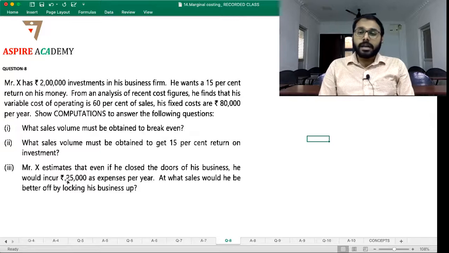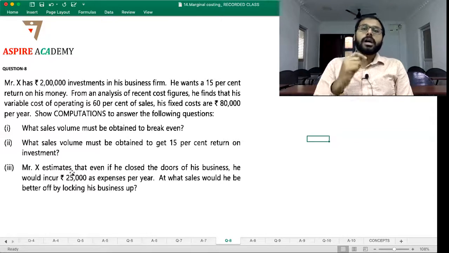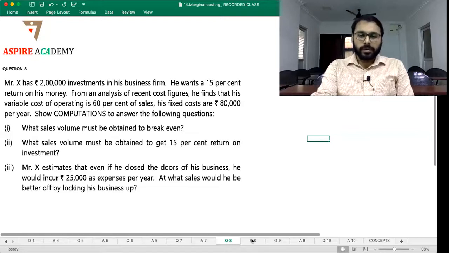Okay, it is going to be incurred even though if you shut down your business. So we should be very careful here. My total fixed cost is going to be 80,000 rupees, as given in the first paragraph, but the uncontrollable portion in that 80,000 is going to be only 25,000, which means you should earn at least the controllable portion. So that's what we are going to do here.